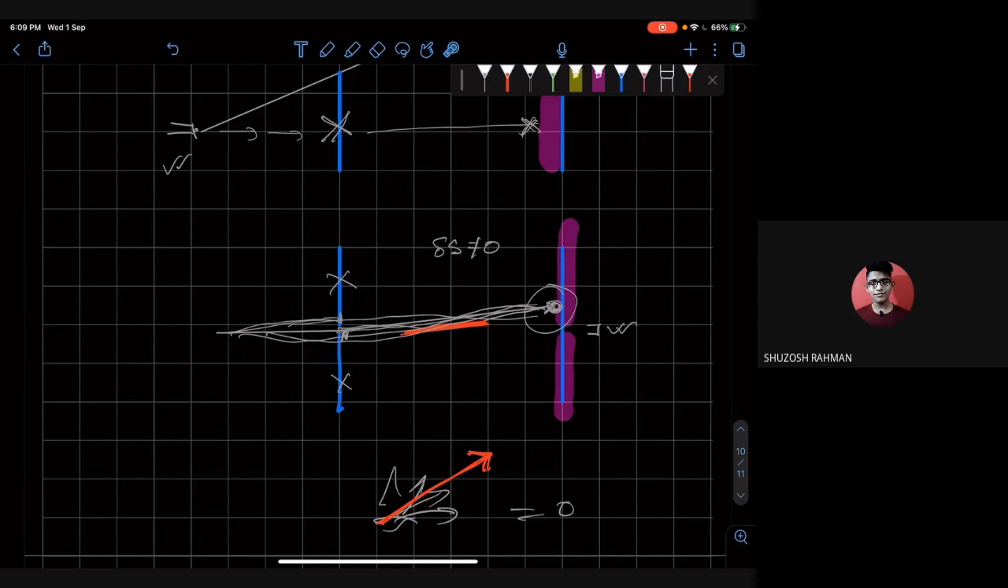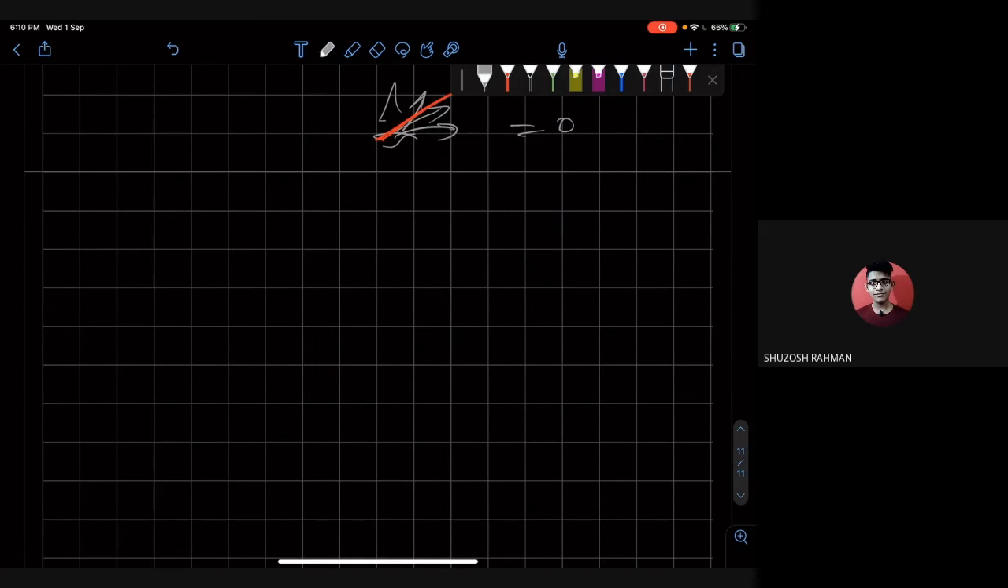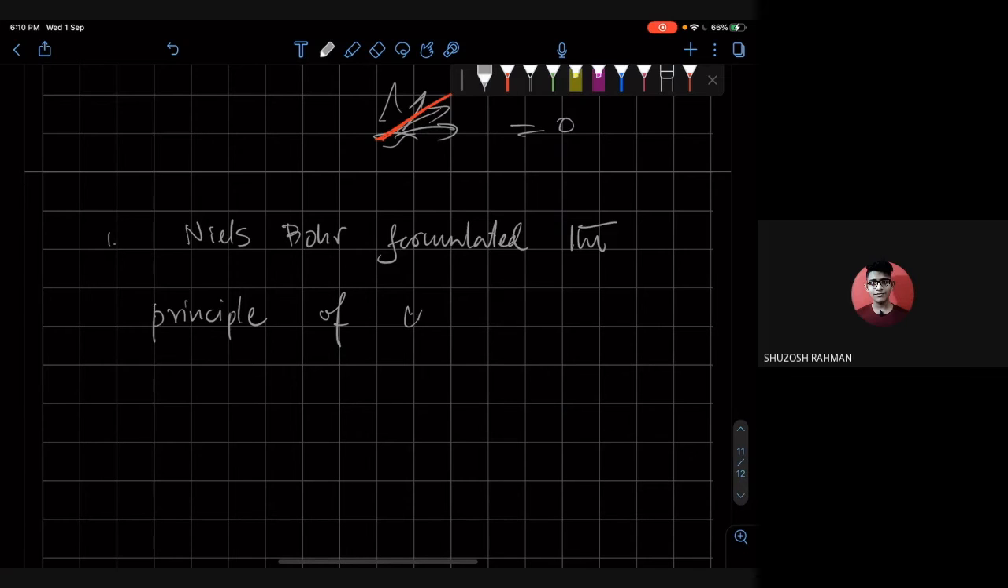But Niels Bohr. Okay, let me put that in the comment. When quantum mechanics was first formulated, Niels Bohr formulated the principle of complementarity, right?